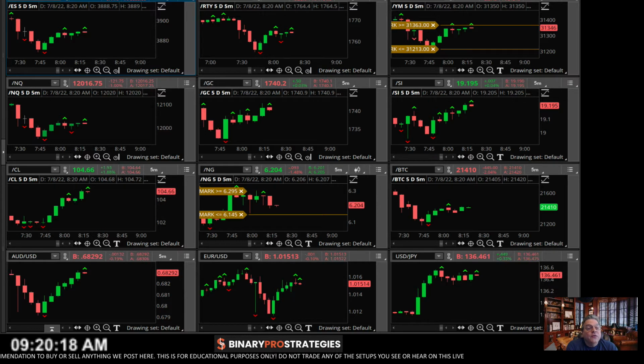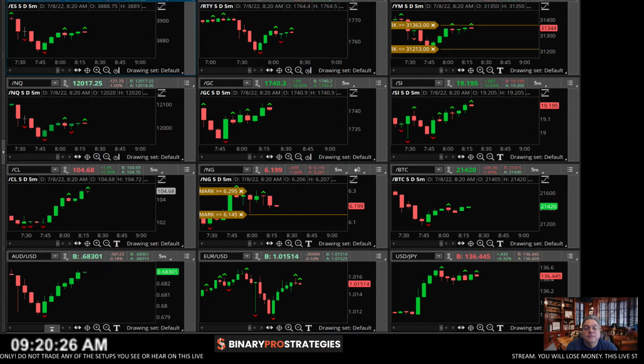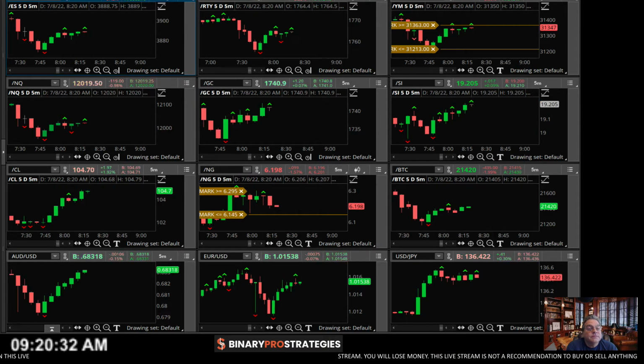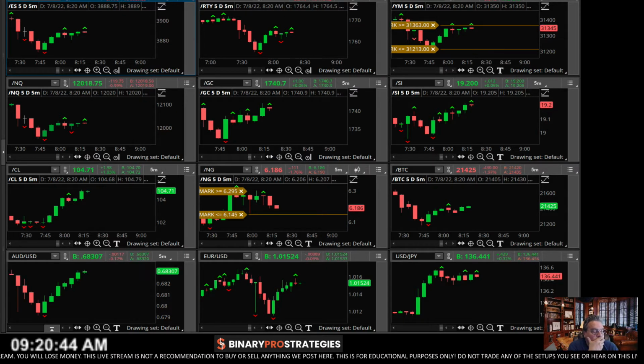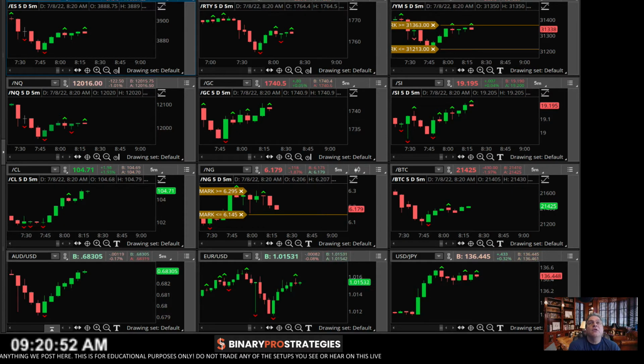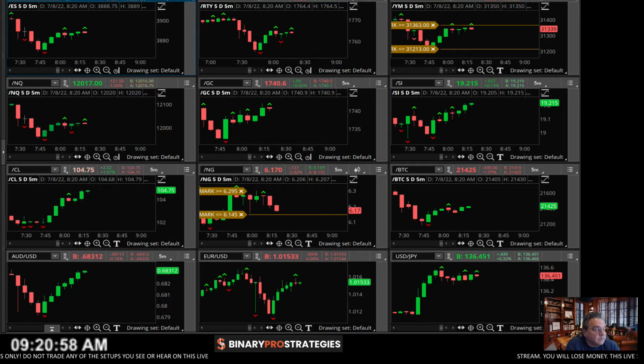Okay, looks like we're getting a buy on the Euro US. Euro US is a buy. Let's see where our entry would be. I think it's going to be 51. Going to get a 51 buy on the Euro US, that is going to be 1.0151. Now remember, this is part of the core patterns. This doesn't have a target. It only holds onto a trade no more than 4 to 5 minutes.